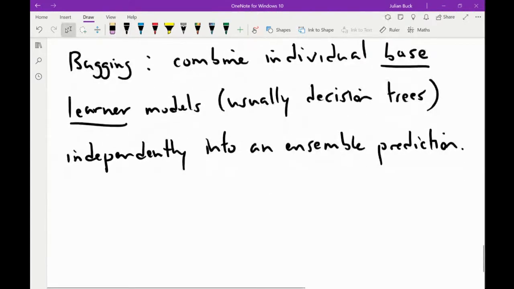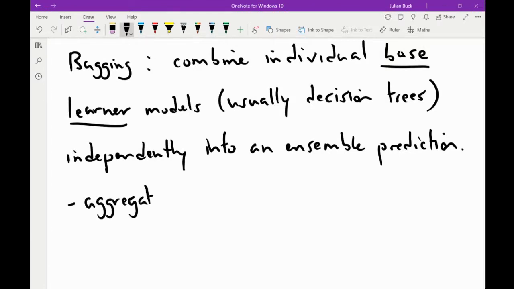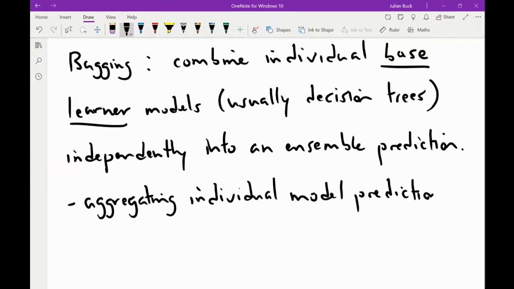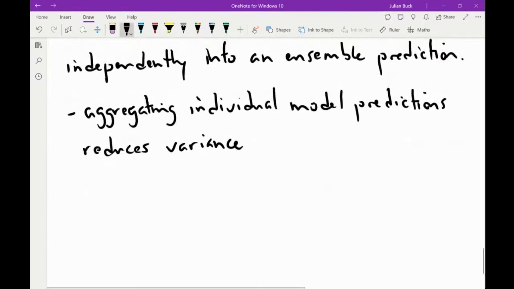So as we've seen and discussed, aggregating individual model predictions reduces variance, but crucially not bias, in the way we did. Why does it reduce variance? Because if all the individual models are kind of overfit a bit and they're all sort of chasing data, then when you aggregate that, you smooth out the data chasing. That's sort of what we saw.